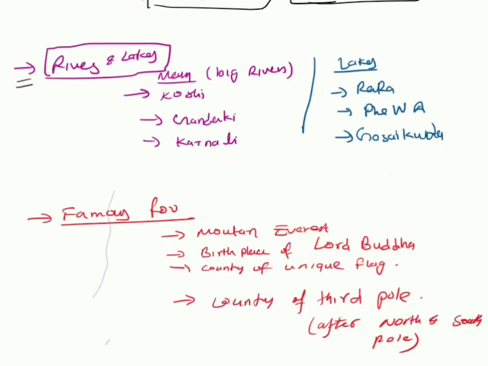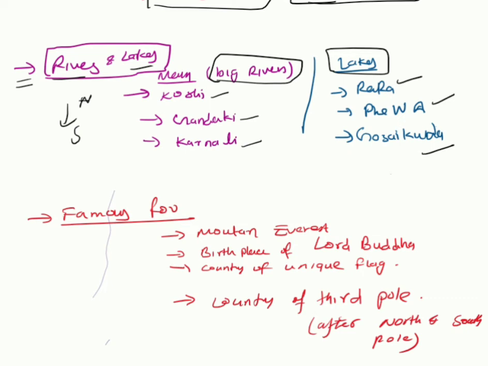If I talk about the rivers and lakes in brief, there are three big rivers in Nepal, that is Kosi, Gandaki and Karnali, which run from north to south. Similarly, if I talk about lakes, then we have famous beautiful lakes, that is Rara, Fewa and Gosai Kunda.